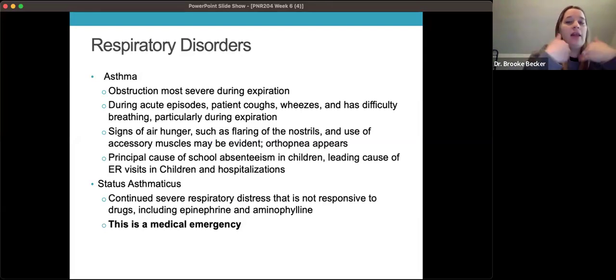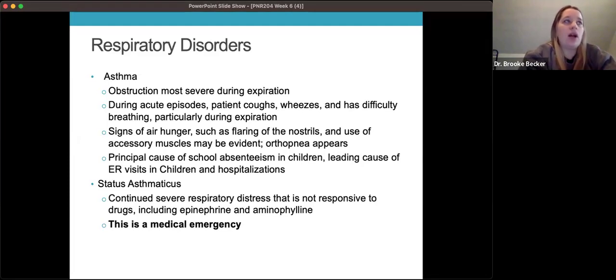Difficulty getting air in. So they feel like they can't get enough air in. So you'll see kids go potentially into respiratory distress. So nasal flaring, using their accessory muscles. They may also have breathing rate changes with position changes.